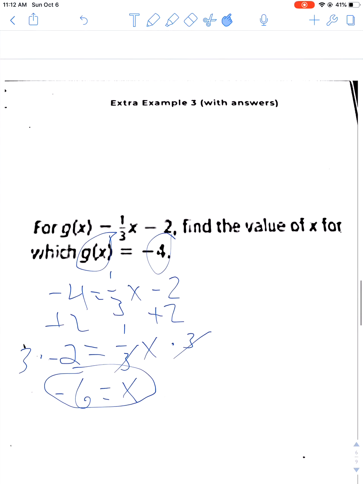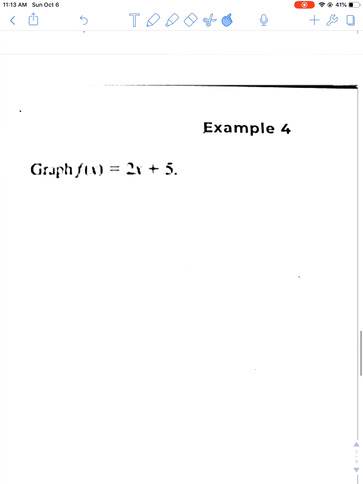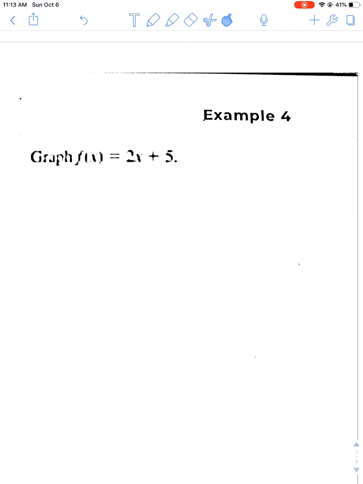If you're struggling, rewatch, and let's move on. So the last type of problem we're going to look at is graphing. Now today we're going to graph using an x, y chart. And I'm always just going to pick -2, -1, 0, 1, and 2 for x's. You can pick whatever you want, but that gives you a pretty good idea of what the picture is going to look like. So I'm just going to use -2, -1, 0, 1, and 2 every time.